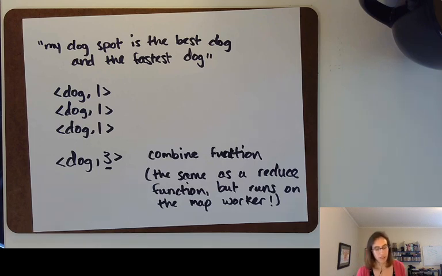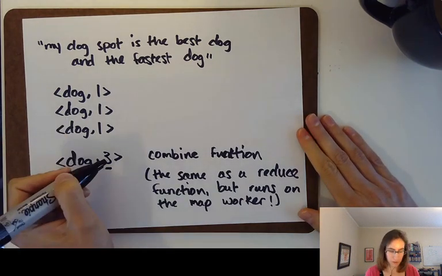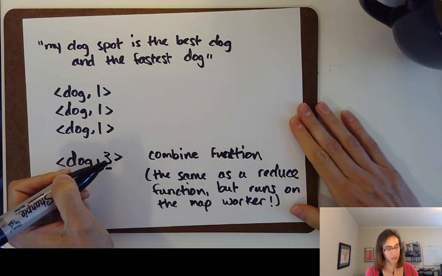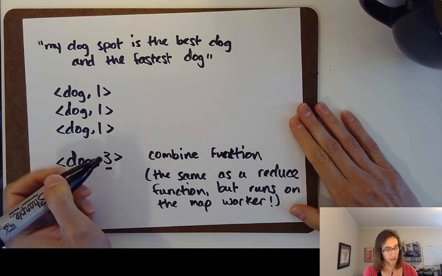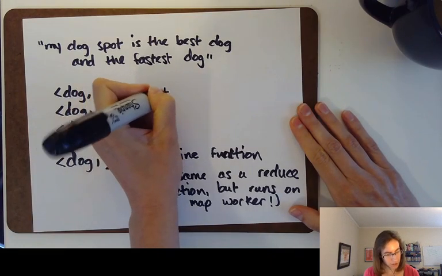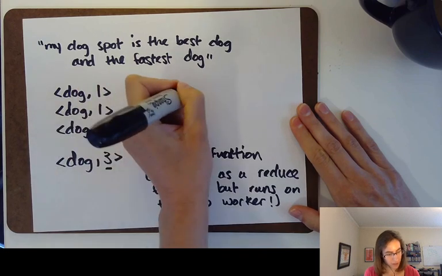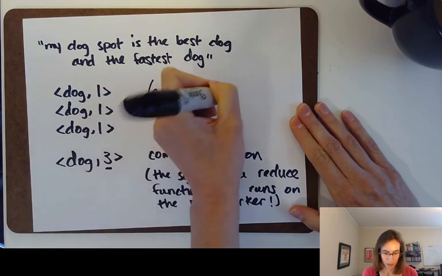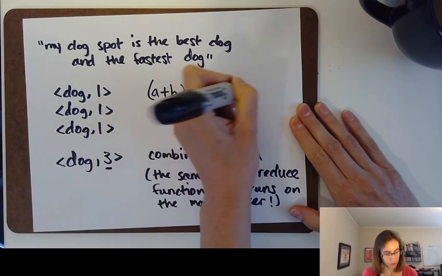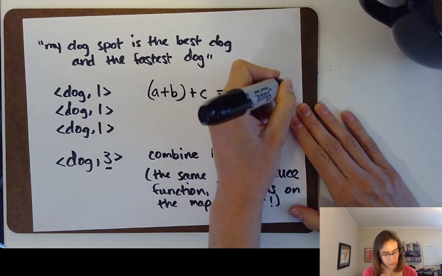I would say the reason why this is okay to do is because addition is associative. That is, if you add A plus B, and then you add C to that, then that's going to be the same as adding A to the result of adding B plus C.